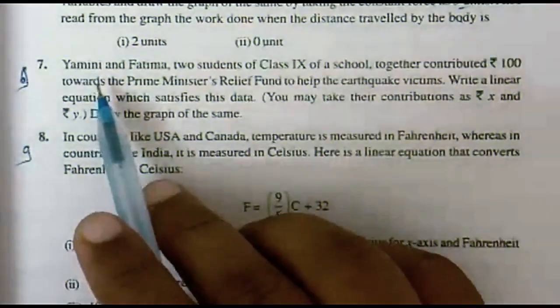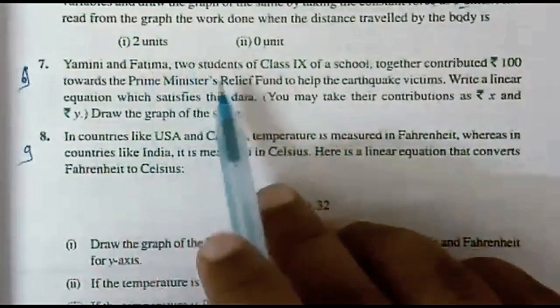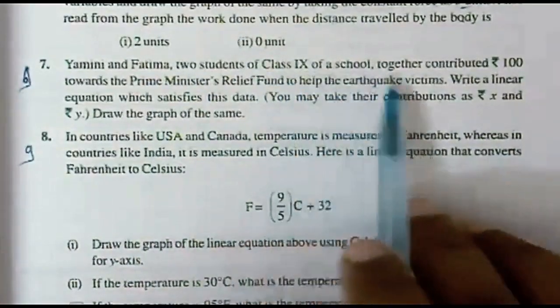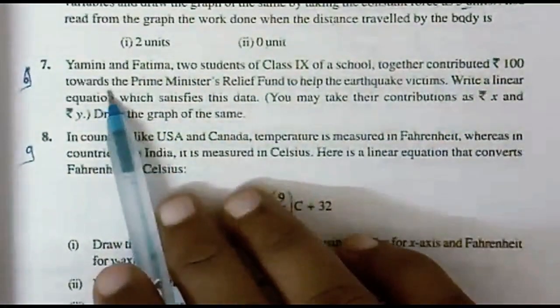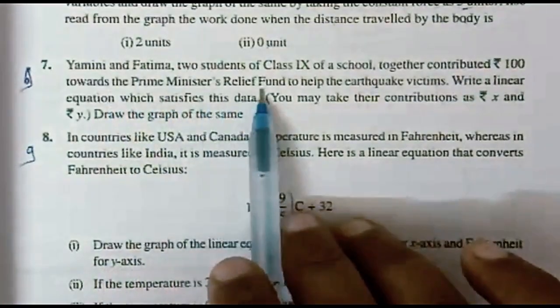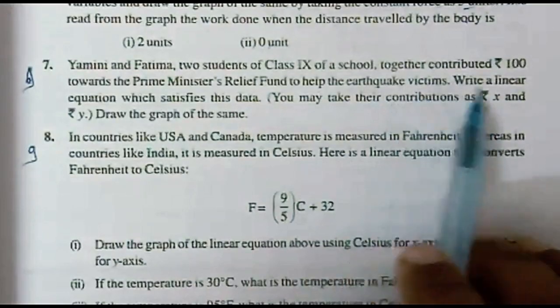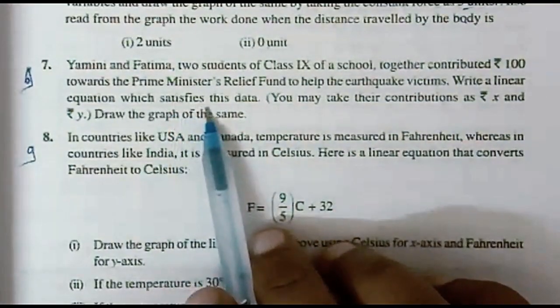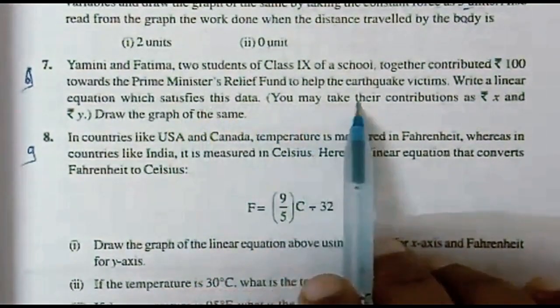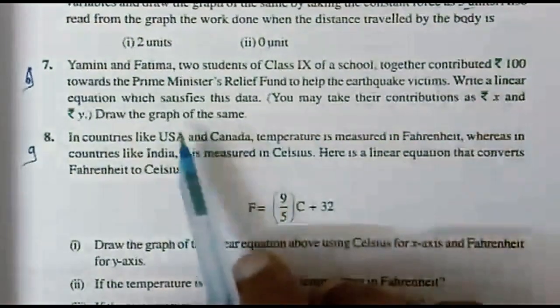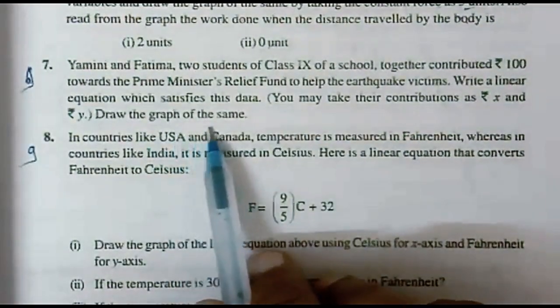Let us see our last question. Yamini and Fatima, two students of 9th standard, together contributed ₹100 towards the Prime Minister Relief Fund to help the earthquake victims. Write a linear equation which satisfies this data. You may take their contribution as ₹x and ₹y, and then you will need to draw the graph.